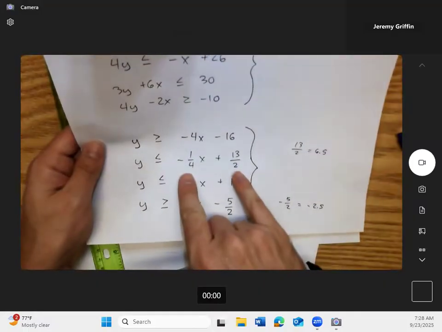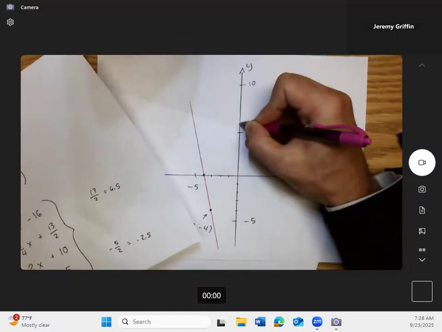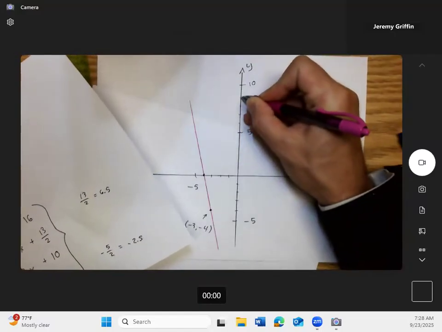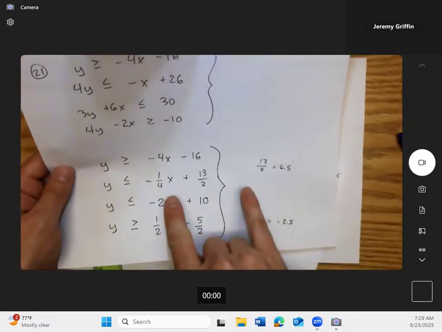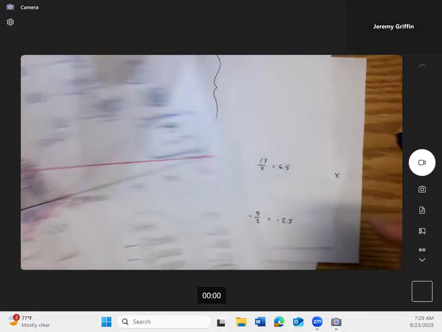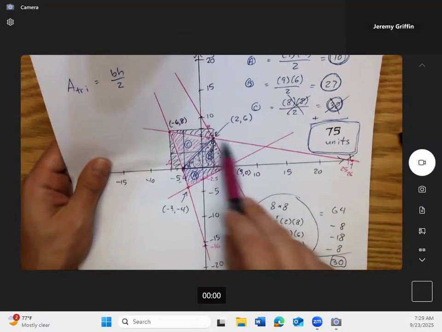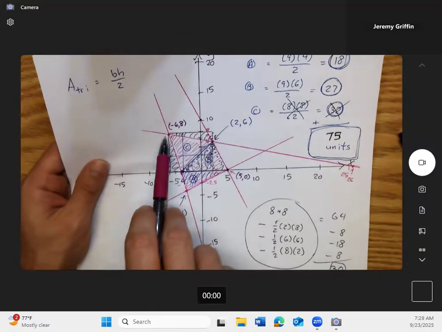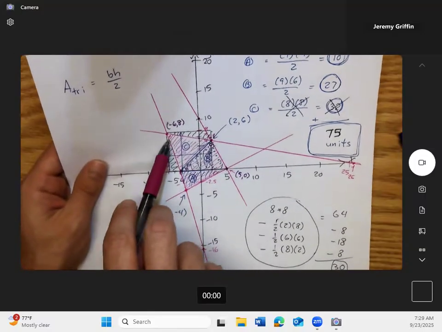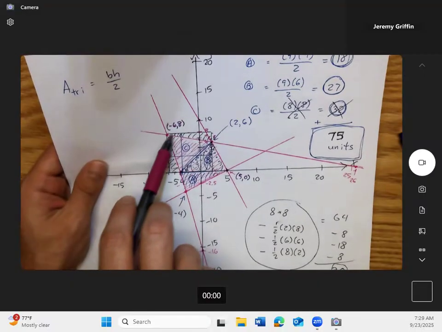Next, y = -1/4 x + 6.5. So here's 5, 6, 7, 8, 9, 10. 6.5 is right here. Okay. And then down 1/4. So here, I'm looking at this line right here. Having worked this out ahead of time to save you guys a little time, you can test this if you want. It does cross my original line that I already drew at the point (-6, 8).